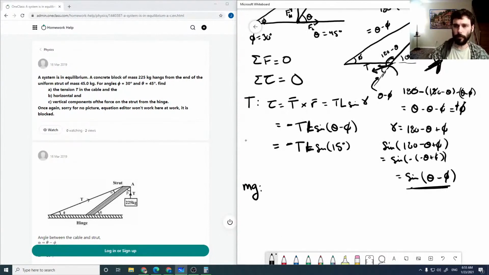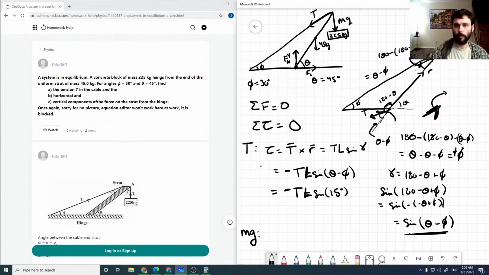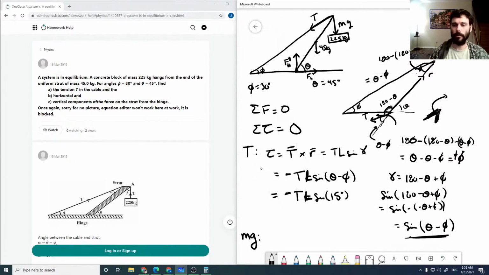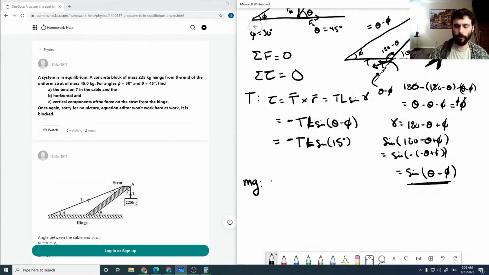So our mg force for the strut. This one I should have said, so not the 225 kilogram. Our tension is again, is now mg cross R.